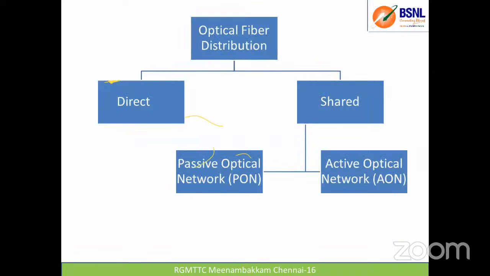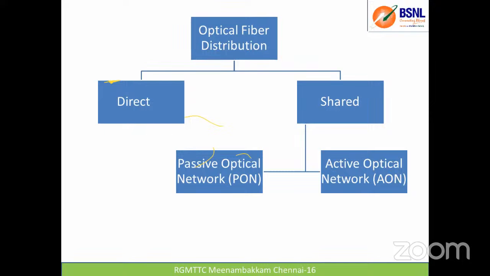Actually, this is the general block diagram of a fiber connection. This is the optical fiber distribution, from where it is shared. We are using equipment called OLT, that is optical line terminal. In optical fiber communication, the two main devices are OLT and ONT. OLT is nothing but optical line terminal. That is equipment placed in the exchange premises, on the exchange side.